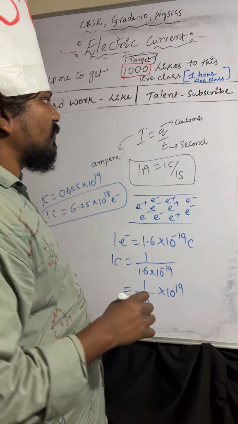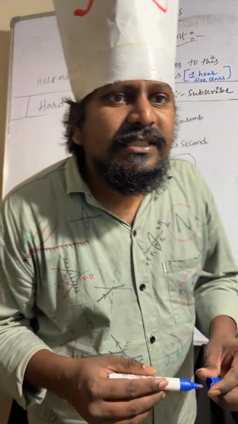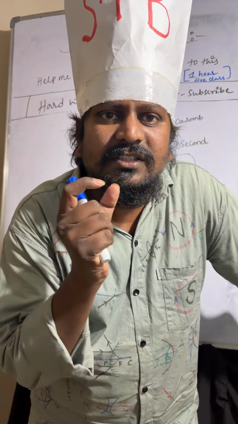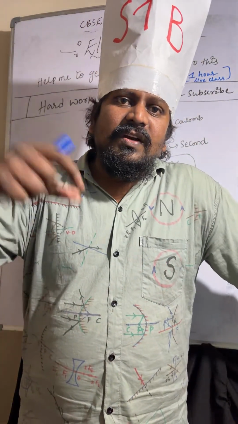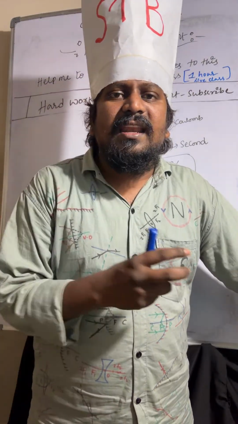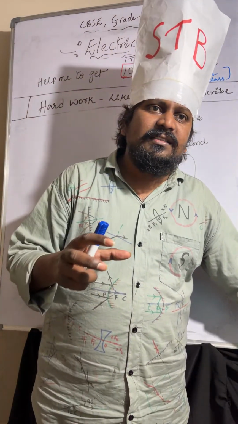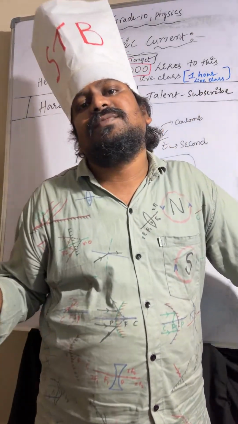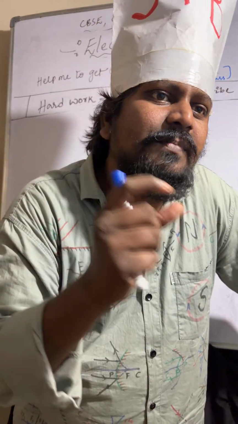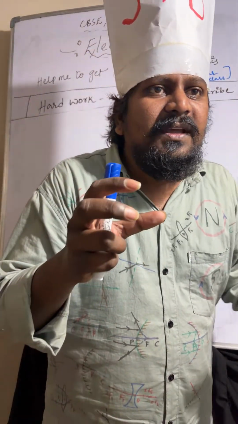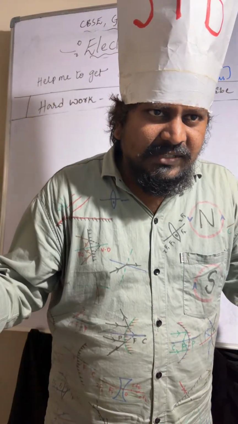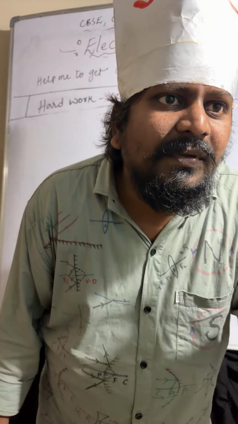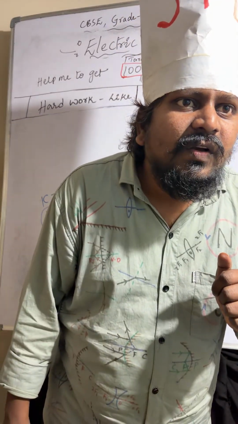SI unit of current is ampere. SI unit of charge is coulomb. SI unit of time is second. 1 ampere is defined as 1 coulomb of charge flowing through unit cross-section area per second.